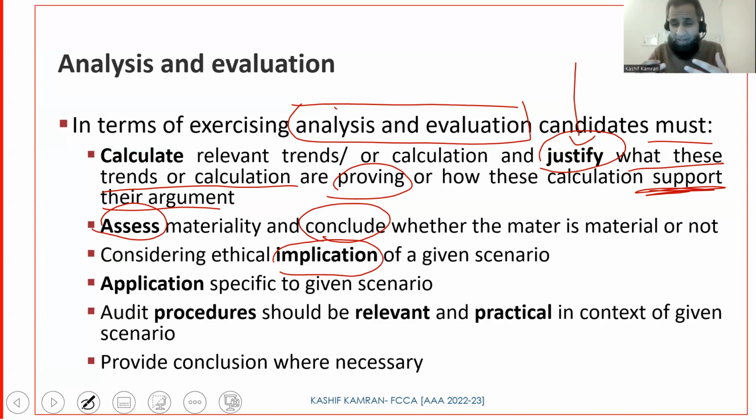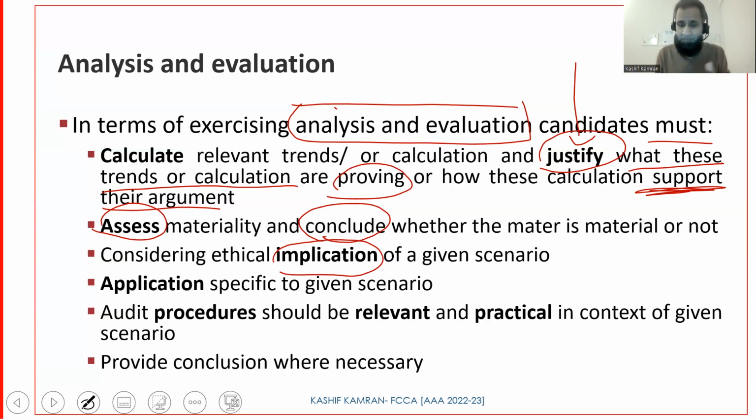So you need to justify that this is the reason why it is an intimidation threat, or this is the reason why it is a familiarity threat. Just referring to a threat is not analysis, or the purpose of analysis, right? Till the time you justify why. That why is analysis, that why is evaluation. Many times, even in my previous webinars, I've been very critical that the student should look for implications. The student should look for a why answer when they're writing an ethical and professional issue. So consider the ethical implication. Justify why it is a self-review, why it is a self-interest, why it is a familiarity.